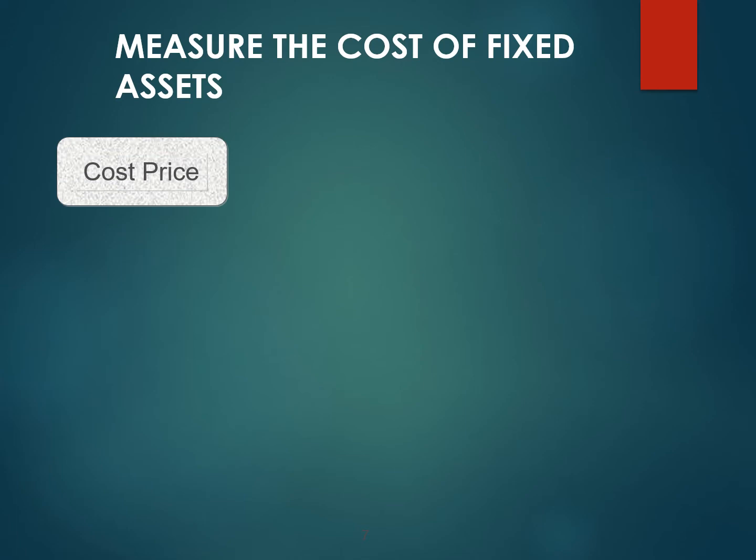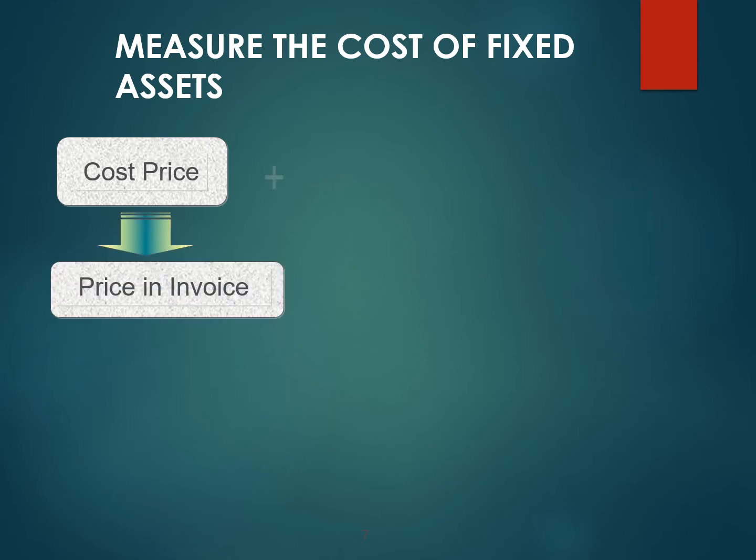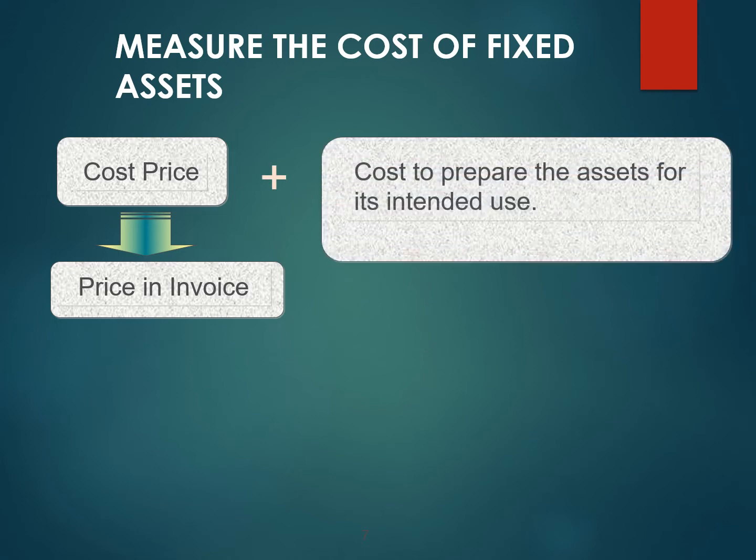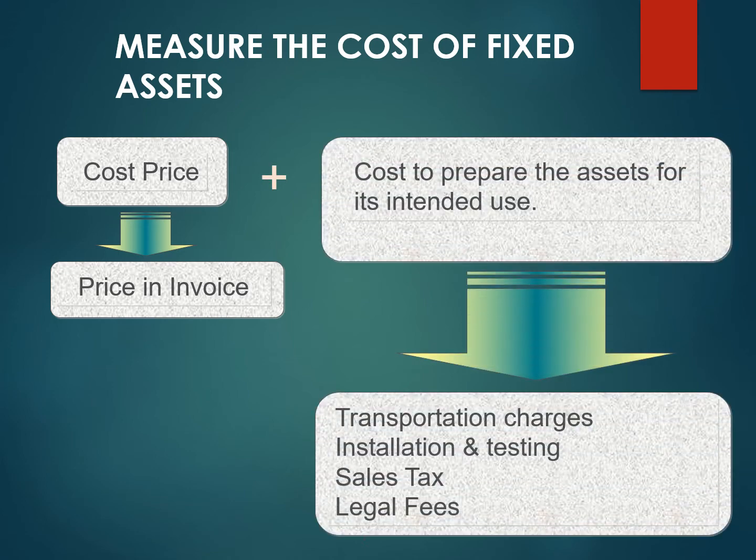Okay, this is the flow on how we calculate the fixed cost. We have the cost price from our invoice and then we have to add the cost to prepare the asset for its intended use, from transportation charges, installation and testing, sales tax and legal fees.